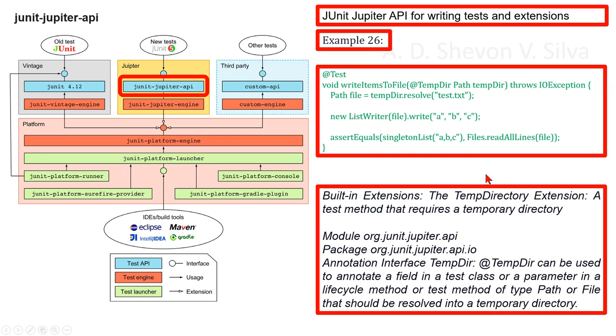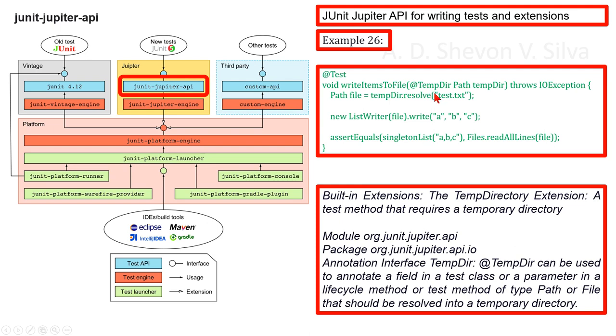Now we are considering the TempDirectory extension in built-in extensions. A test method that requires a temporary directory. The annotation interface TempDir, in package org.junit.jupiter.api.io in module org.junit.jupiter.api. A TempDir can be used to annotate a field in a test class, or a parameter in a lifecycle method or test method of type Path or File that should be resolved into a temporary directory.